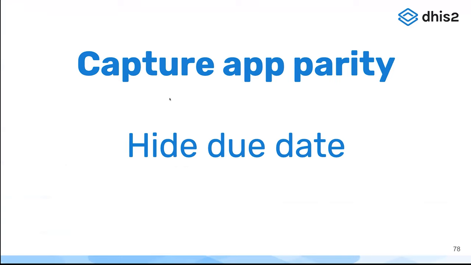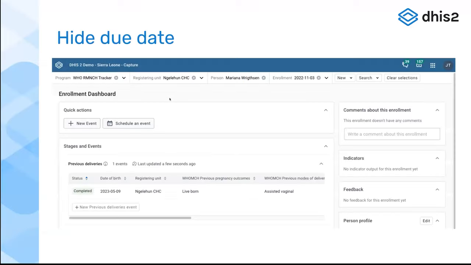The next feature I'm going to show you is a very short one. I'm not going to do a demo, but mention that the hide due date flag is now fully supported. And when hide due date is checked for a program stage, the due date will be hidden around the Capture app, and the scheduling will be affected. This is useful to reduce complexity in the user interface and remove unnecessary data in the Capture App's user interface.